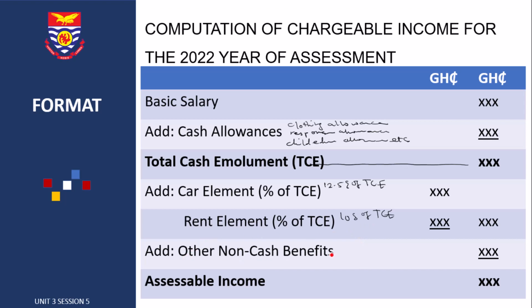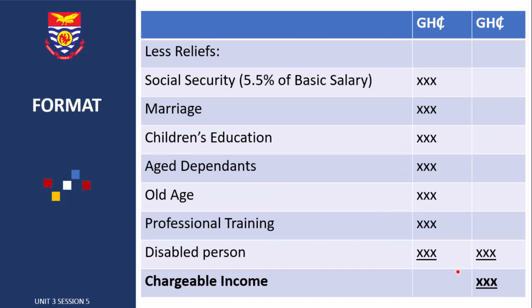Then we have other non-cash benefits. So here we can have the watchman, depending on how payment is made. Then we have maid servant, etc. We can also have loan benefits. When we add these to the total cash emolument, it gives us assessable income. Then we move on to charge our reliefs. Depending on the situation of the individual, we apply the appropriate reliefs.